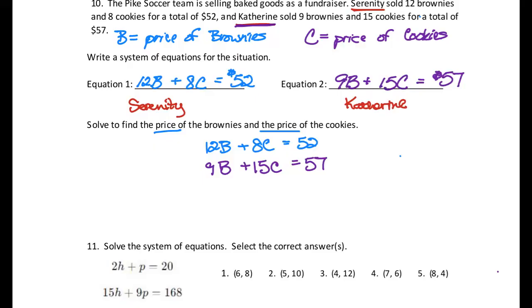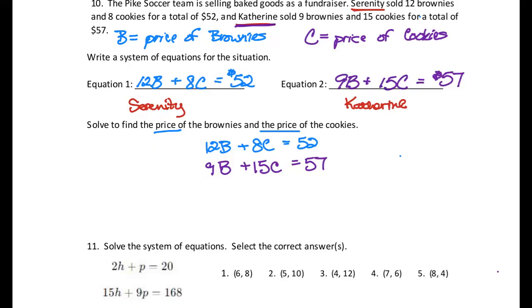Do I have one of these variables isolated? No, because you don't have B equals, you don't have C equals. So that means we have to eliminate one of the variables.